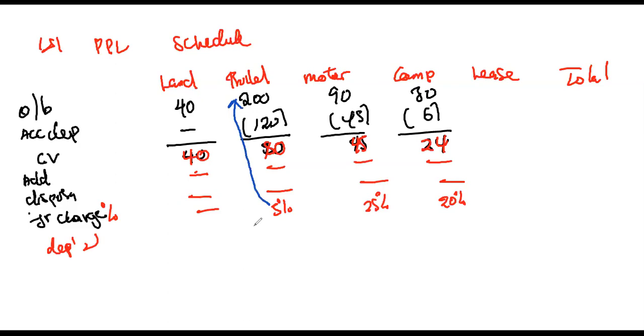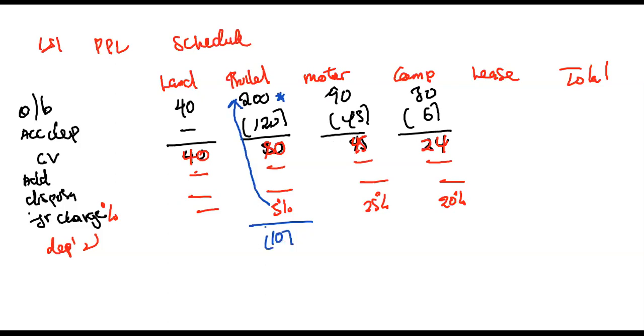When you do 5% on that figure, what is 5% on the cost? Straight line means go and charge depreciation on the cost, the actual cost, which was 200. 5% of 200, that is 10. So we've got the charge for the year is 10.